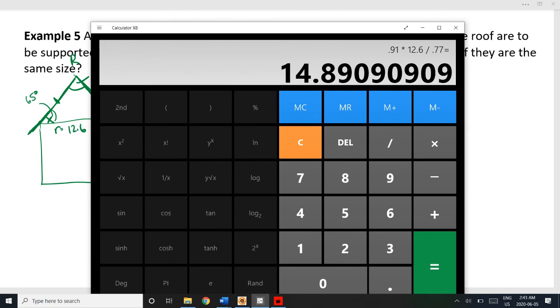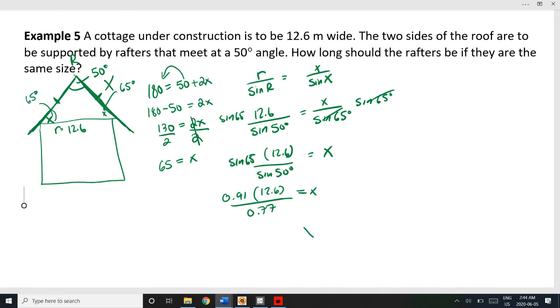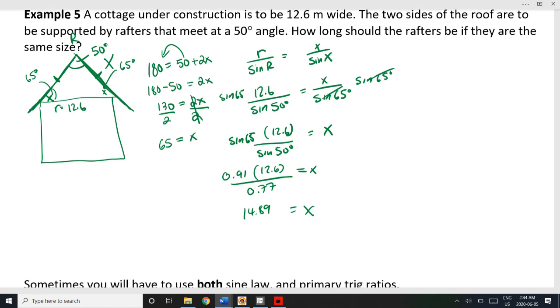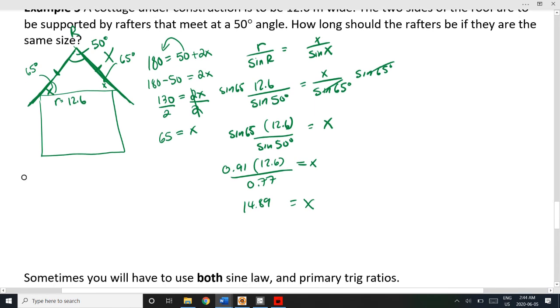And we're going to get our rafter length, which is 14.89. So X is equal to 14.89. And so that's going to be the length of the rafters. So approximately 14.89, or we can round up if you want to 15 meters. So we can say, therefore, the rafter should be 15 meters each.